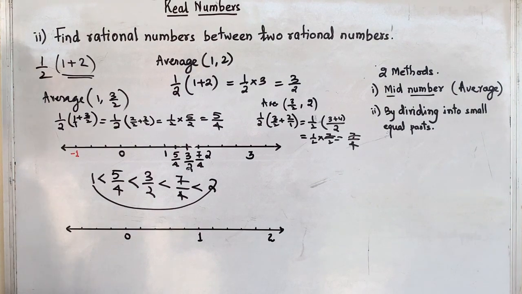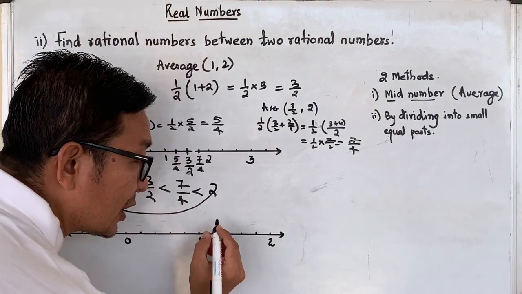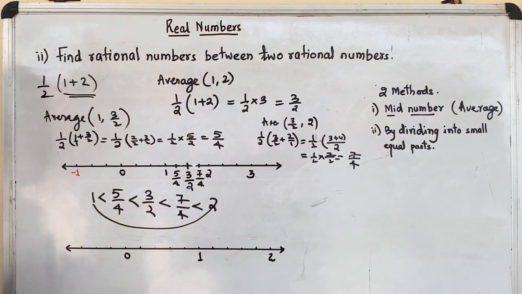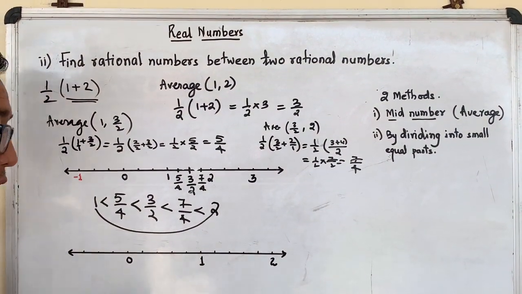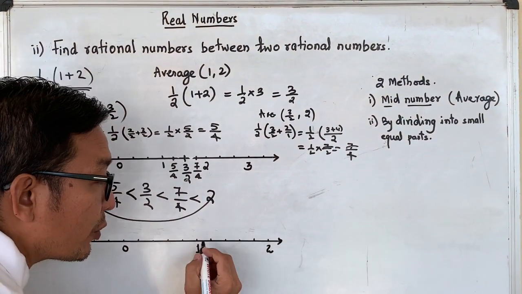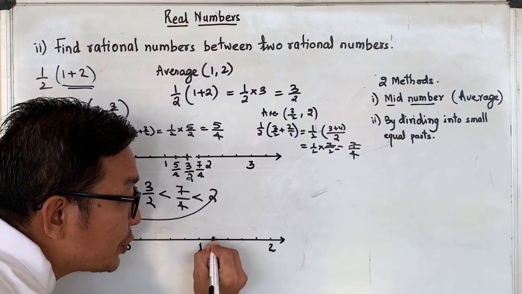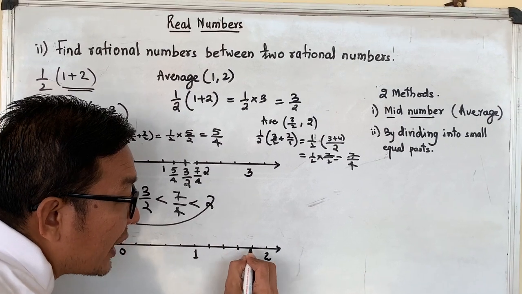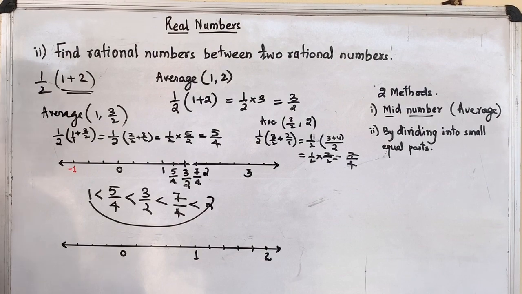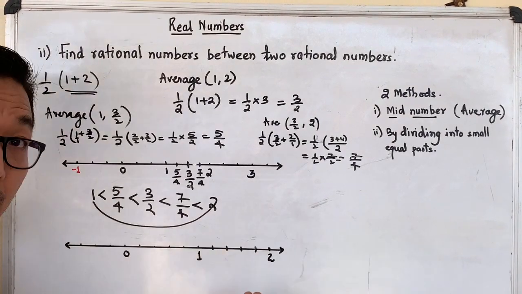If we need to find a certain number of rational numbers, we need to divide this into 5 equal parts.